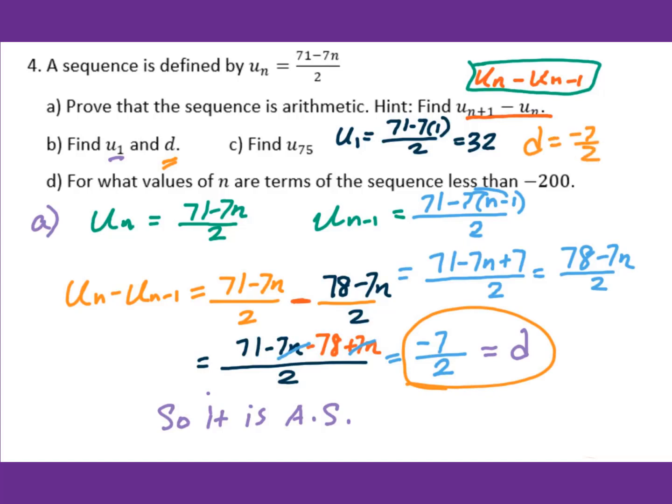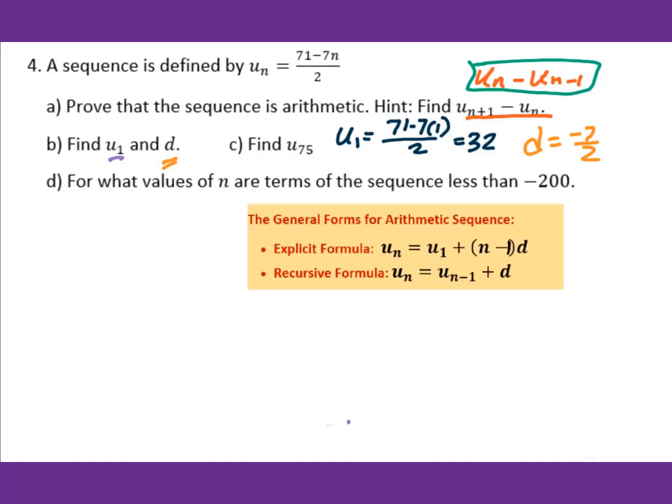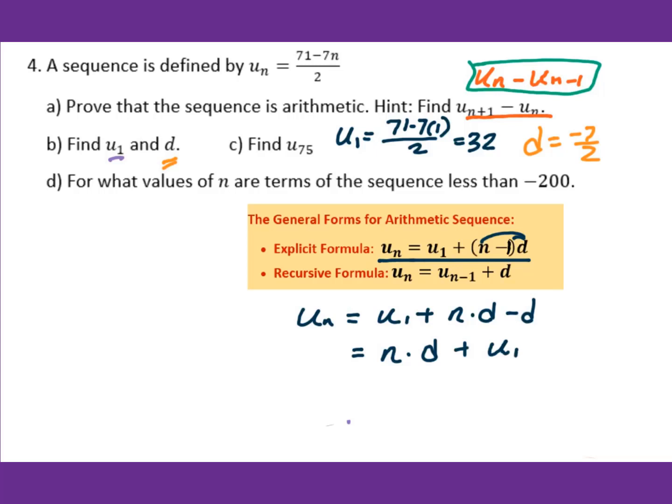Basically, we know that an arithmetic sequence is a linear function. We can organize this explicit formula for an arithmetic sequence. We got u sub n equals u sub 1, we do the distributive property, plus n times d minus d. So we get n times d plus u sub 1 minus d.